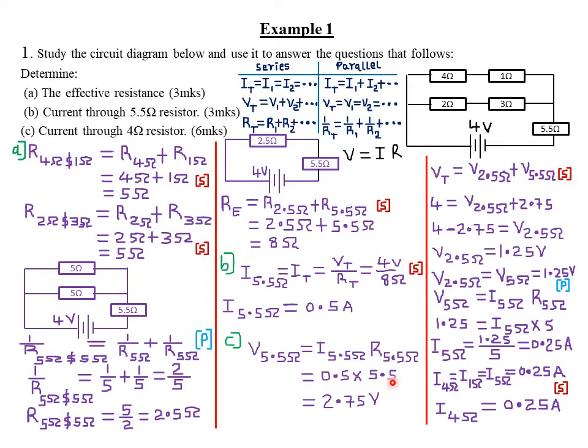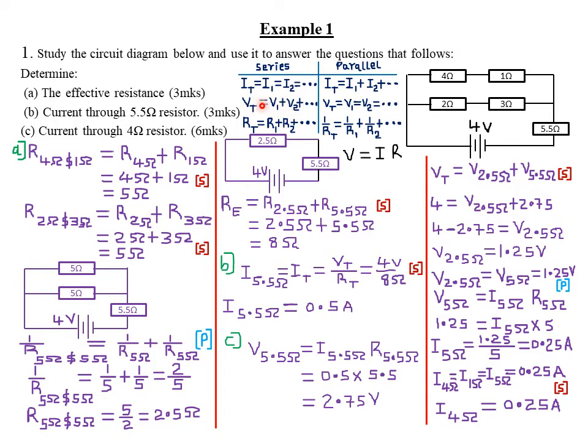So 0.5 times 5.5 will get a voltage of 2.75 volts. So this is the voltage through the 5.5 ohm resistor. Now, because the 5.5 ohm resistor and the 2.5 ohm resistor are in series, if you take the voltage through the 2.5 plus the voltage through the 5.5, it must give you the total voltage, or the voltage of the source, because 2.5 and 5.5 are in series connection.